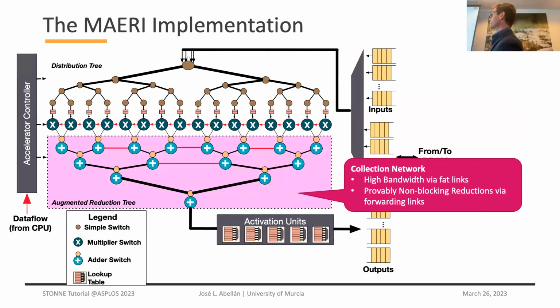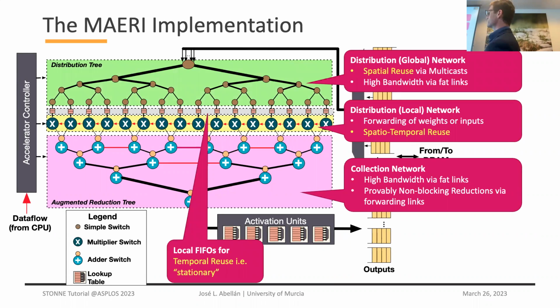And finally, we have the reduction network. Here it is proposed an augmented reduction tree, an ART, which is like a chubby tree with links between siblings and others in order to support multiple reductions in parallel and in order to provide the desired flexibility. So we have all of this, spatial reuse and spatial temporal reuse, all at the same time.